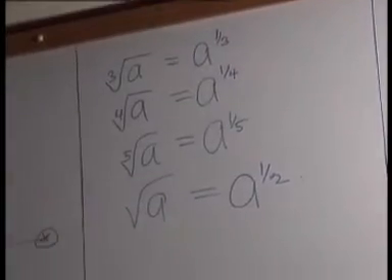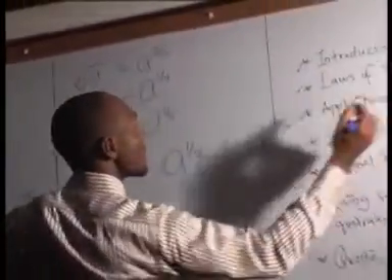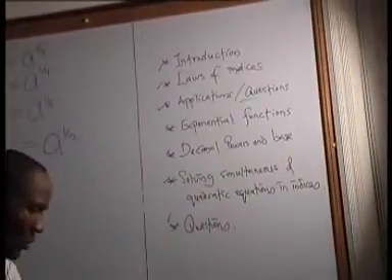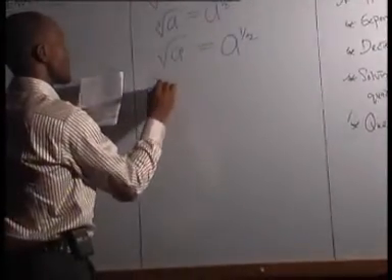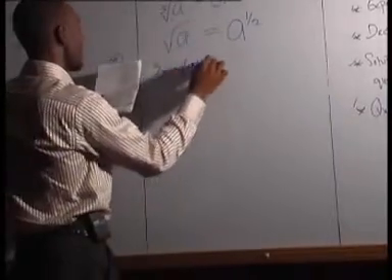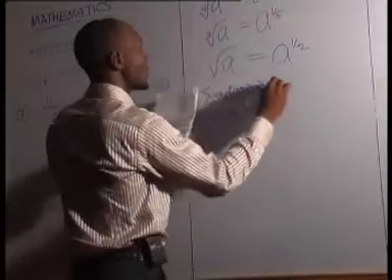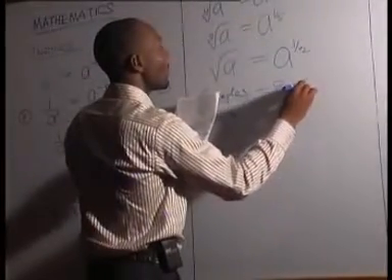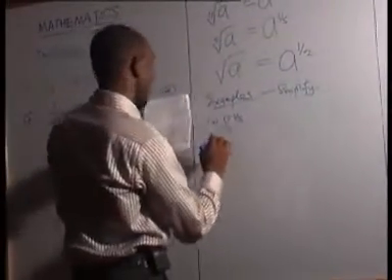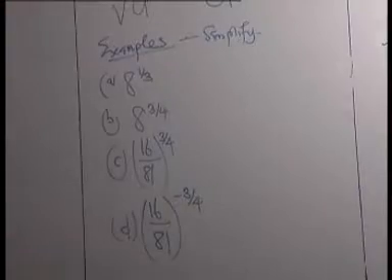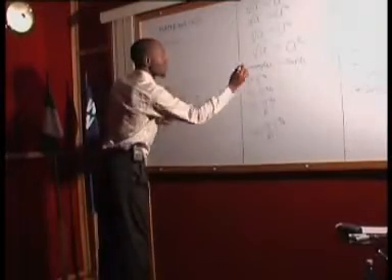So let's quickly look at the application. There are some sweet questions that we have in our question bank here. Let's look at some examples of the applications of these laws. The first one will be, simplify. Then the second one, we'll be picking examples A and D. Solution. So let's start with A.